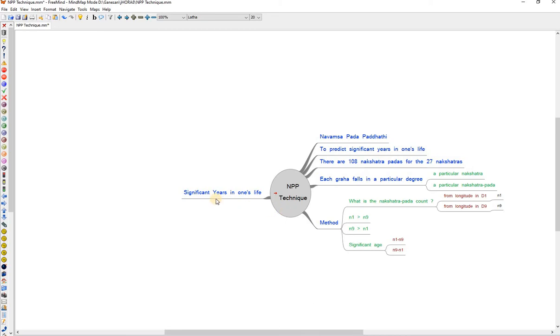What it does is spell out significant years in one's life, what years might be of very great events that would have taken place in those years. This they call the NPP technique.